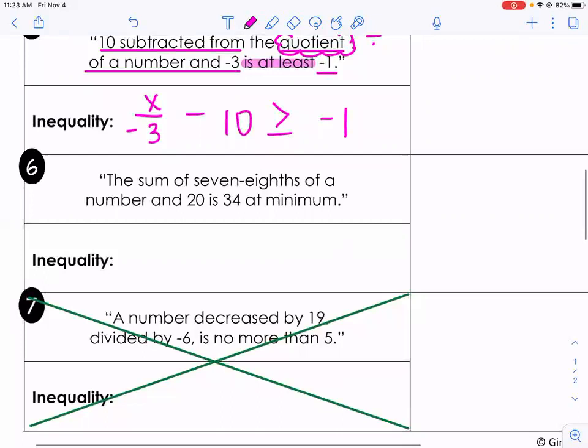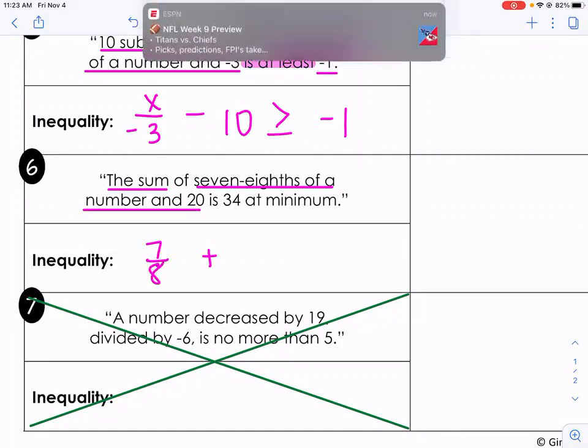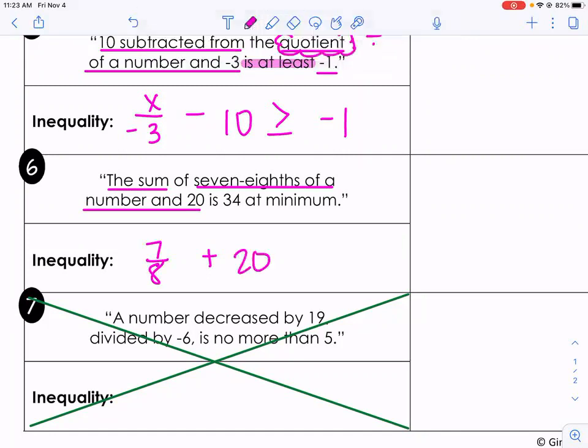All right, how about number 6? The sum. What does that mean? Add. 7/8 of a number and 20. So how do we write that sum? I just write 20? 7/8's a number. What's that mean? 7/8 plus 20? Doesn't there need to be a number here?